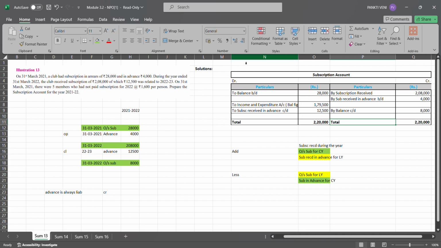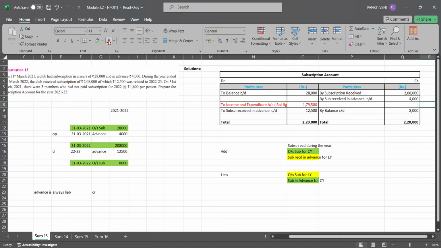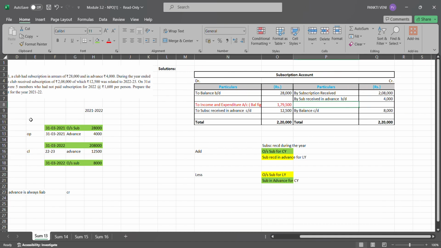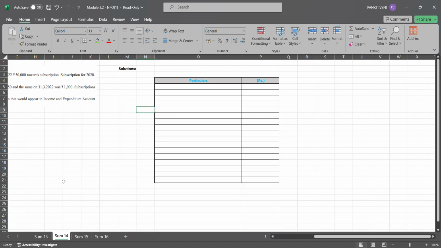I totaled up and I got the answer as 1,79,500. This is my balancing figure. This figure I'll take to the income and expenditure account. I hope you are comfortable. Let us go for the next question.